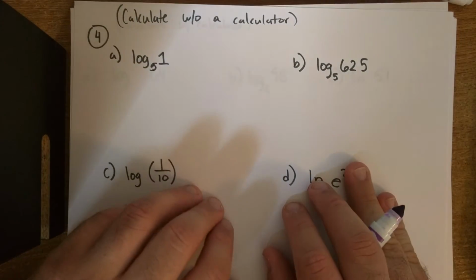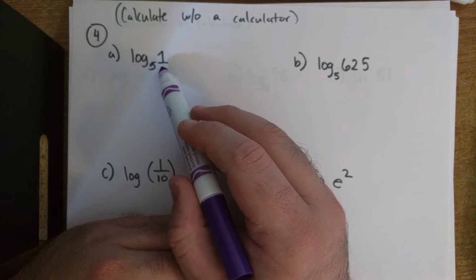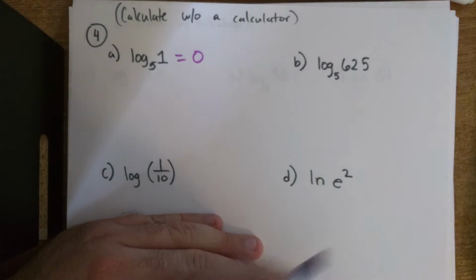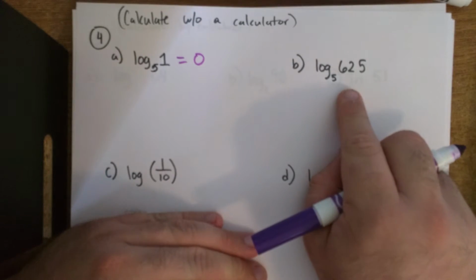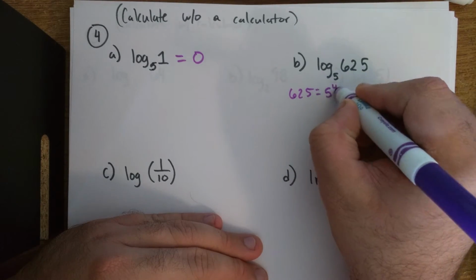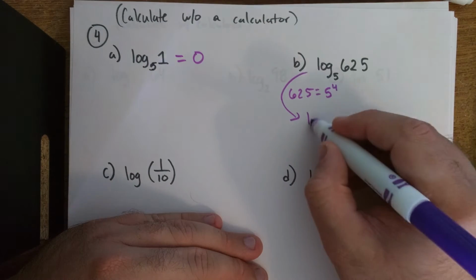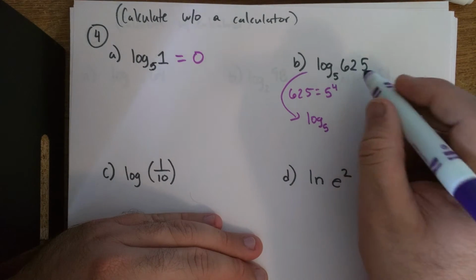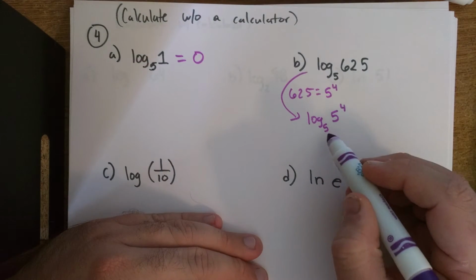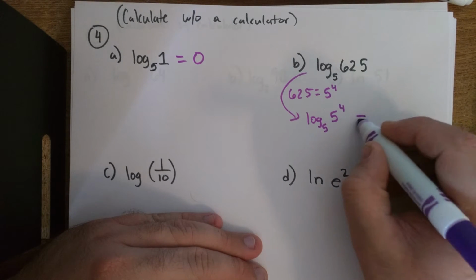Number 4, we're going to calculate this without a calculator. Part A, you have log base 5 of 1. It doesn't matter what the base is. If you have a 1 here, it's automatically 0. That's just a property you have to know. Part B, 625. It turns out that 625 is 5 to the power of 4. 5 times 5 times 5 times 5. Using that knowledge, we're going to take this logarithm. You don't change the base 5, but you replace 625 with 5 to the power of 4. And the trick is if these numbers match, this whole thing is equal to the exponent. In this case, 4.